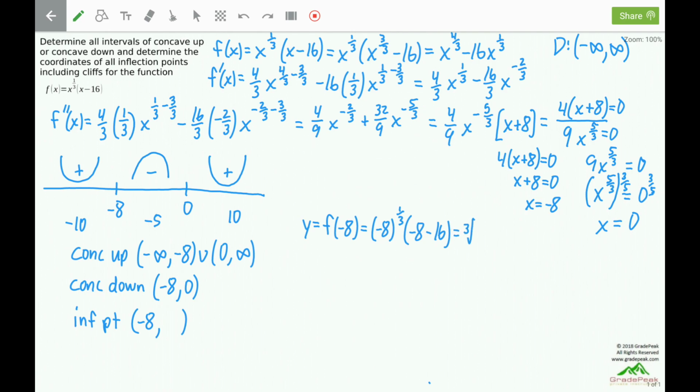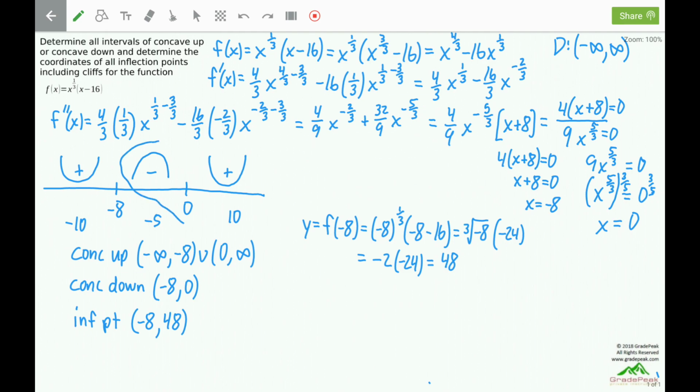1/3 power means cubed root and then first power, so it'll be the cubed root of -8. And then -8 minus 16 is a -24. Cubed root of -8, cubed root of a negative number is negative, cubed root of 8 is a 2. We have a -2 times a -24. Negative times negative is positive. 2 times 24 is 48. So we have a corresponding y-coordinate of 48.